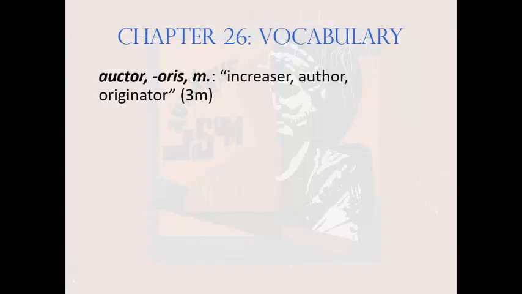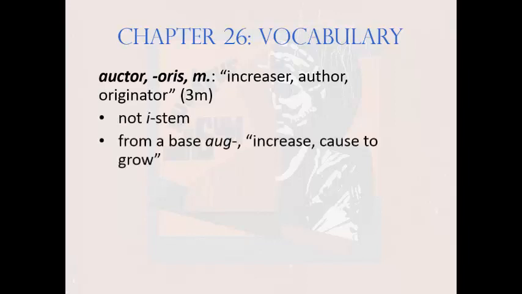Let's do some vocabulary. Okay, guys, too. The first word is auctor auctoris, masculine, meaning increaser, author, or originator. It's a third declension noun. Is it I stem? Not monosyllabic. Not parasyllabic. Must not be. This noun comes from the base aug, that means increase or cause to grow. Thus, originally, an author was the person who made a book grow, and some of them use lots of fertilizer.